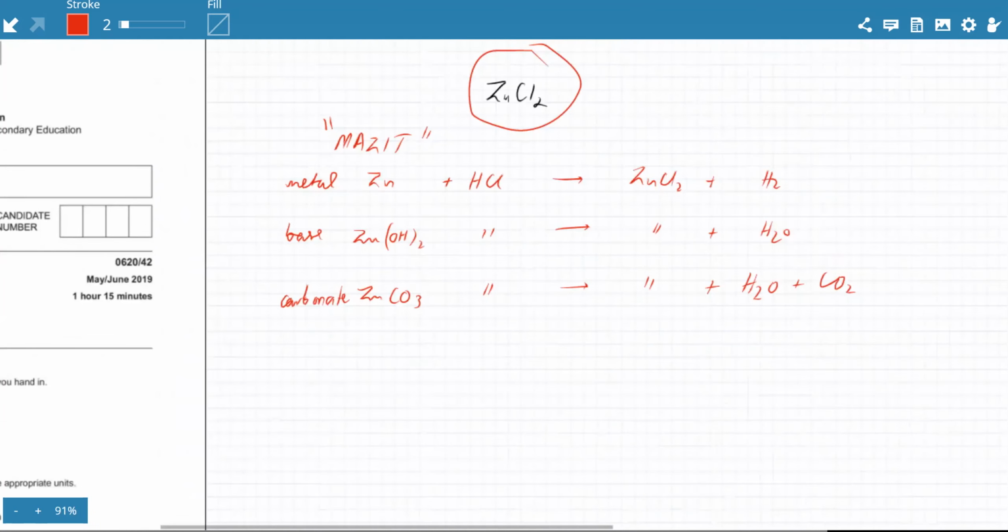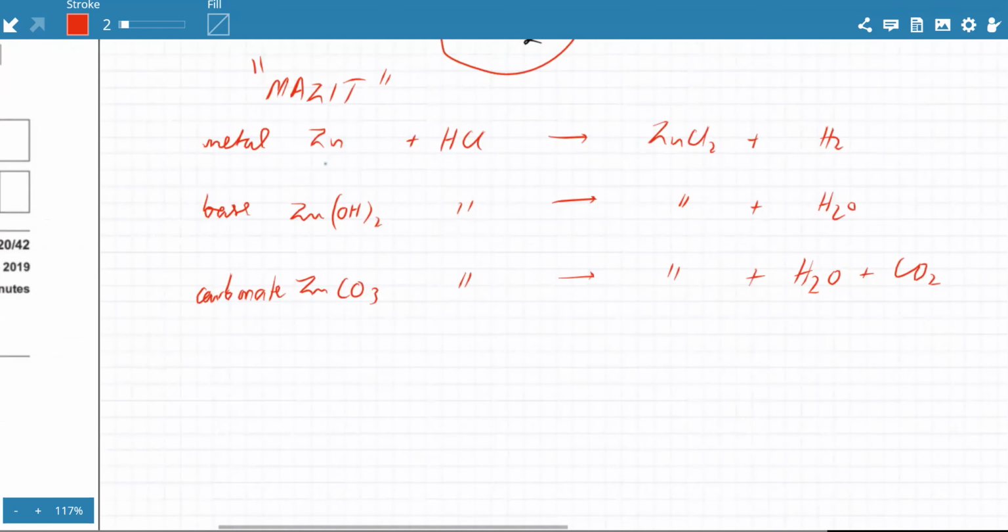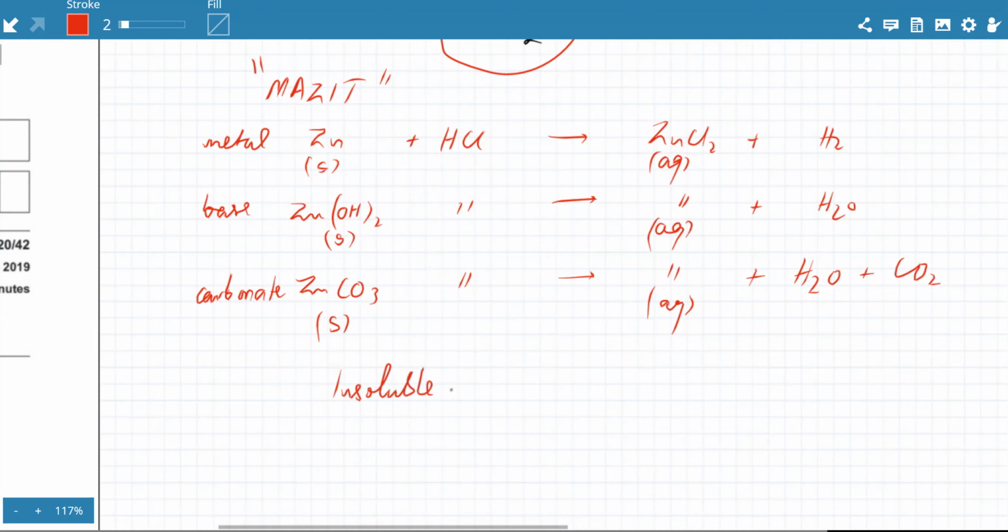In all three methods, the first reactant is insoluble. Zinc is an insoluble metal. Zinc hydroxide is also insoluble. Carbonate is also insoluble. But in all cases, the salt that's being produced is soluble. It's the same salt. So how do you make a soluble salt from an insoluble reactant? Do you know the method of preparation?